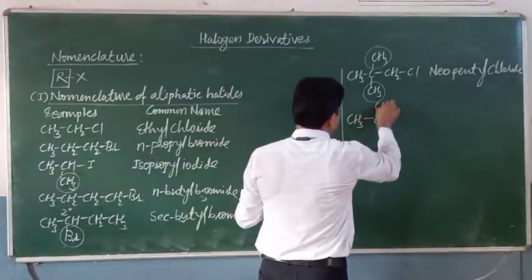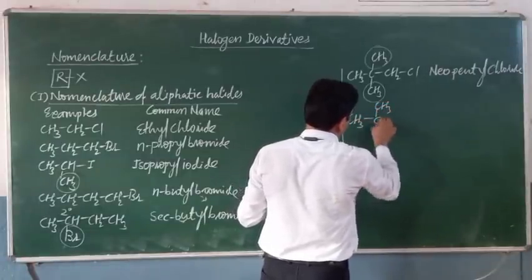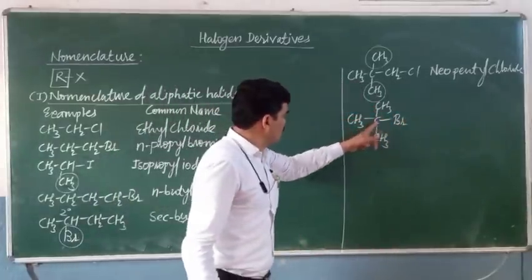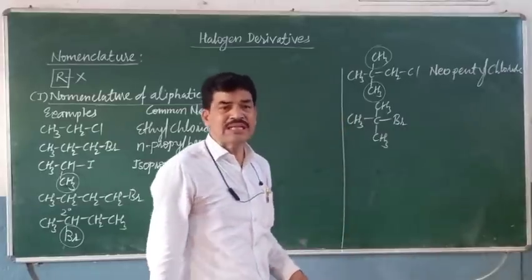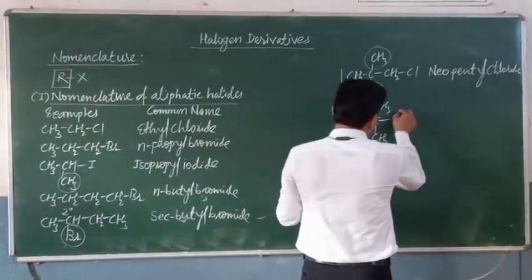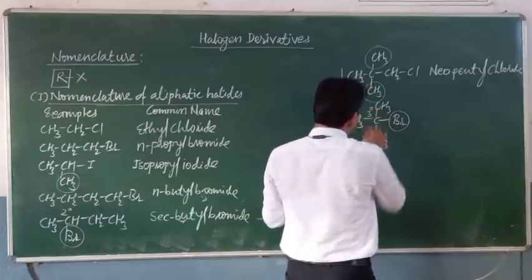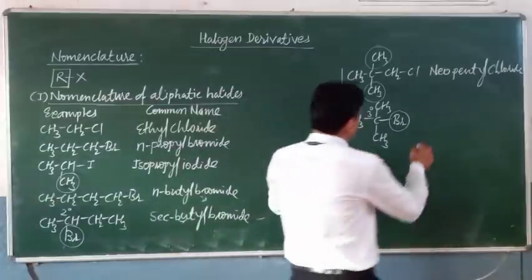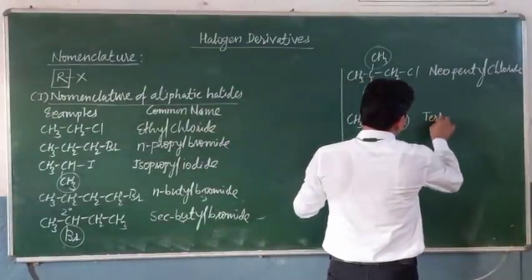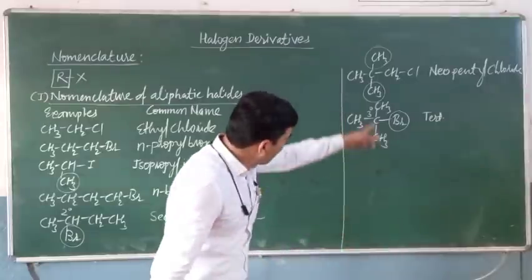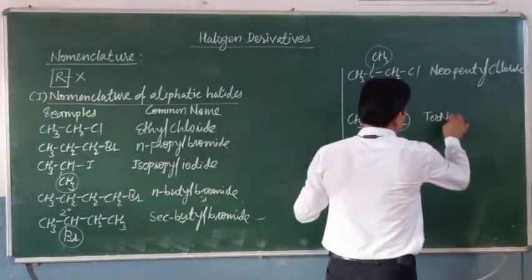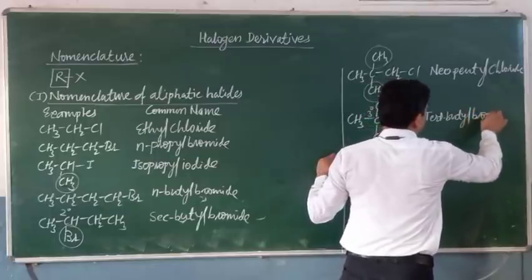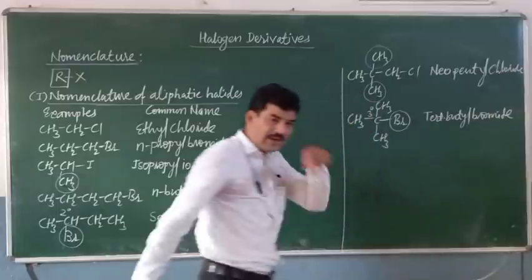Further, here CH3, CH3, CH3 and here Br. The hydrocarbon chain contains 4 carbon atoms, 1 2 3 and 4. Therefore it is a butyl chain. But in this butyl chain you can see that the bromide is attached to the tertiary carbon, and therefore the suitable prefix will be tertiary. The name of the hydrocarbon chain is butyl, therefore its common name becomes tertiary butyl bromide.